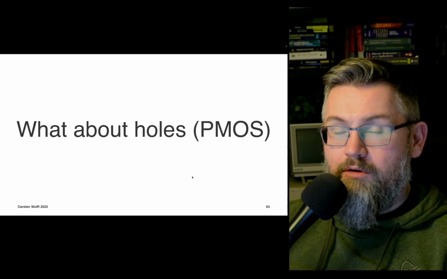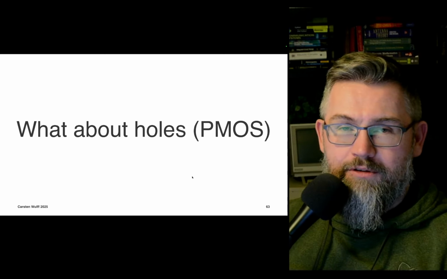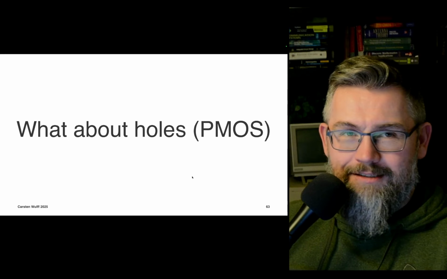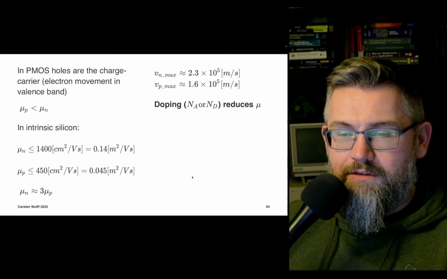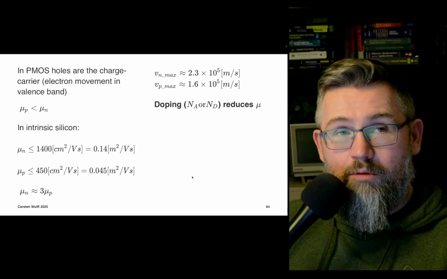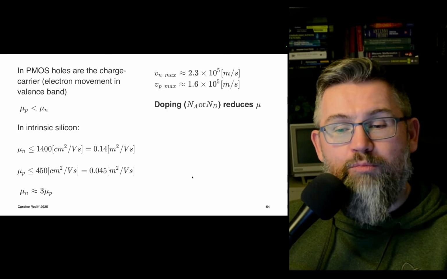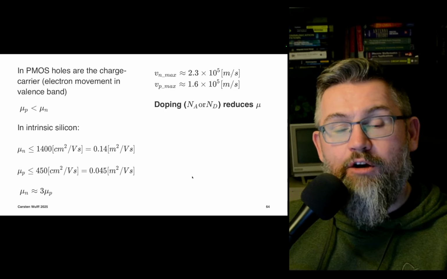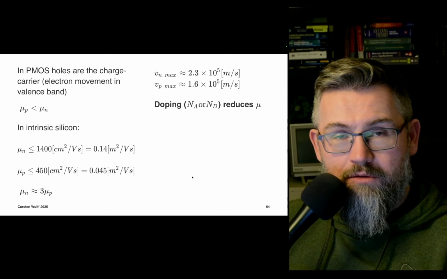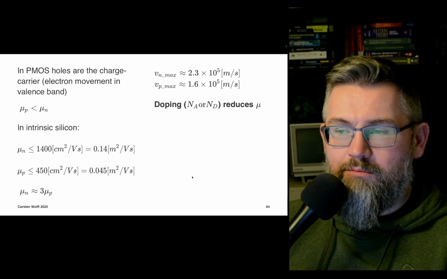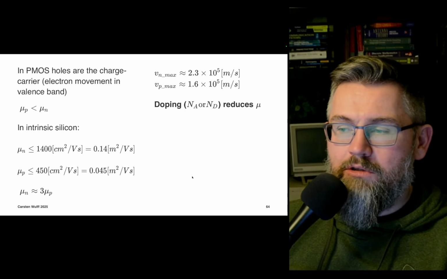Okay, what about holes? I've only talked about NMOS and electrons so far, but it's the same thing for holes. The only difference is that for PMOS and holes, everything's flipped, but holes move slower, which means that the currents that you get in PMOSs is less for the same voltage. It's about, well, 3 to 4 times on that order of magnitude, depending on technology.